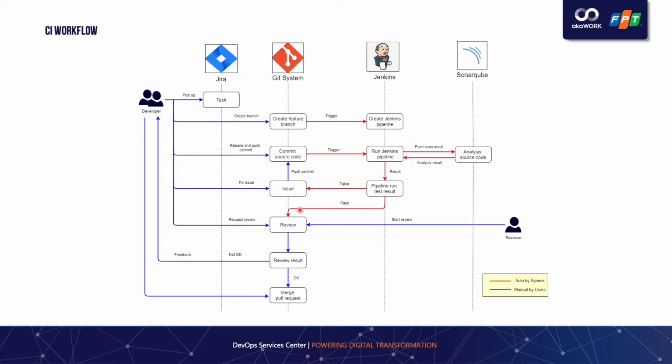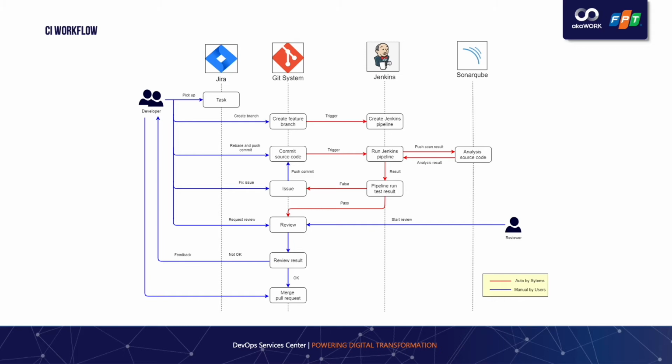When the code reaches quality, the developer creates a merge request, asking the tech leader to review the task and accept merging the code from the feature branch into the develop branch. The tech leader starts reviewing the source code. If it's not okay, the developer will need to fix the code. If the code quality is good and functional, the tech leader will approve merging into the develop branch.